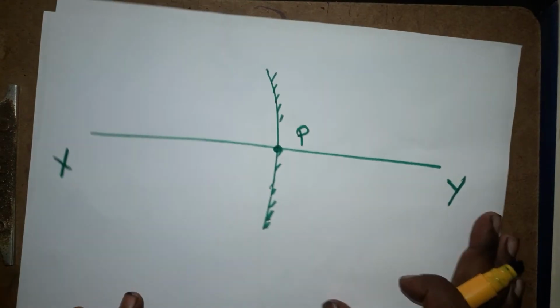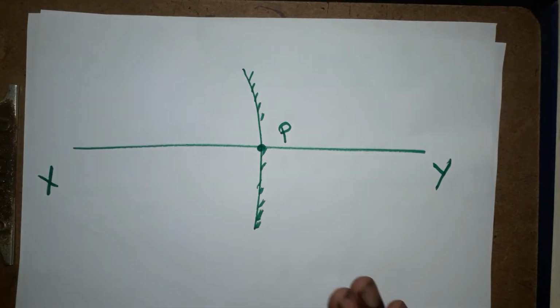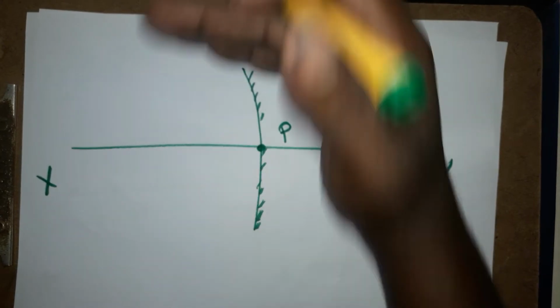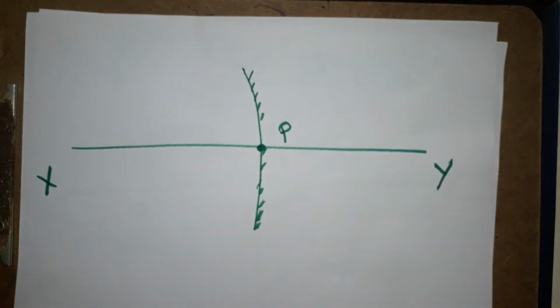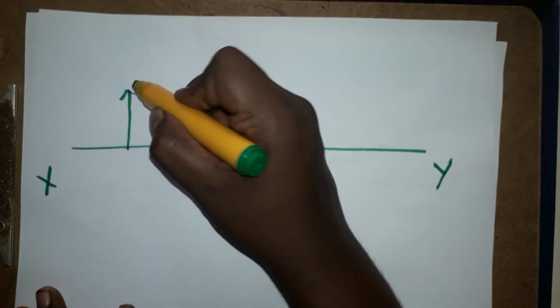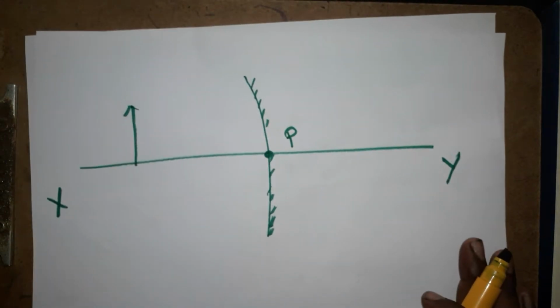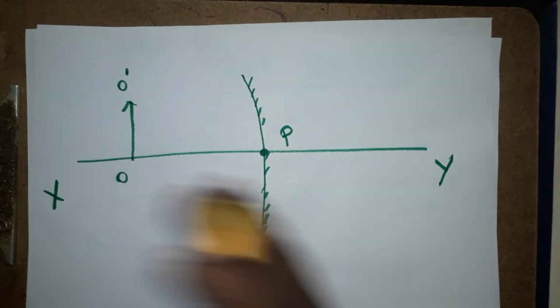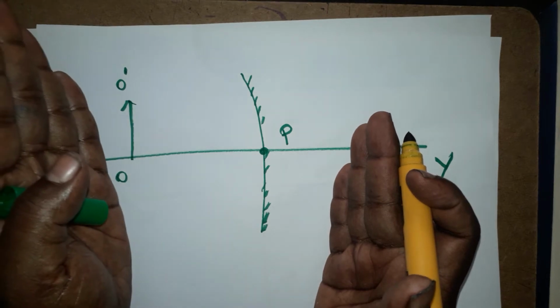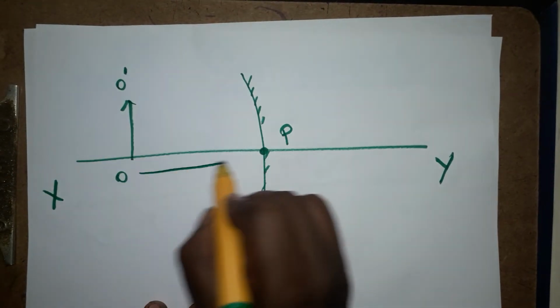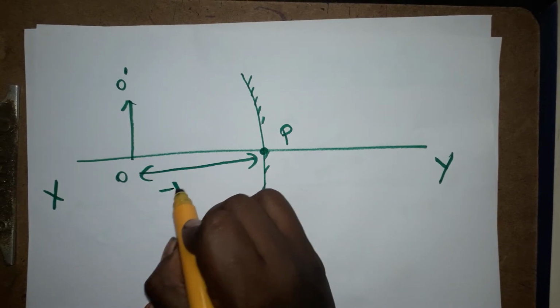Here I have taken the pole center. Left of the pole center is negative, right of the pole center is positive. XY is the principal axis. Above the principal axis is positive, below the principal axis is negative. Here I place the object, O dash is the object. Now what is the distance? It is to the left of the pole center, which is taken as negative.